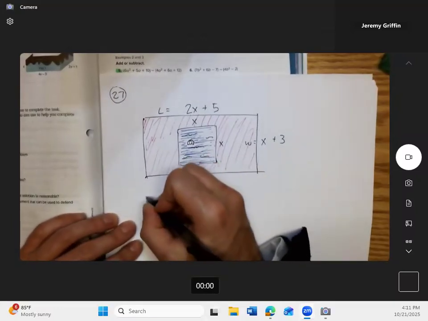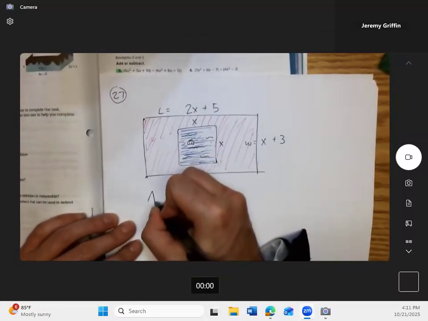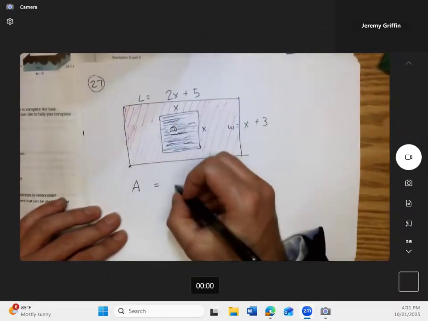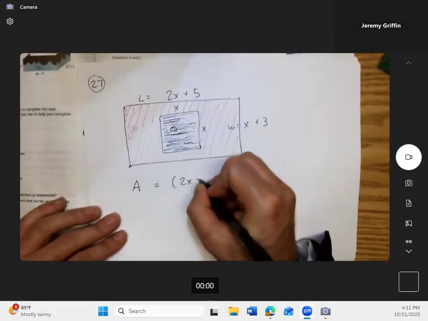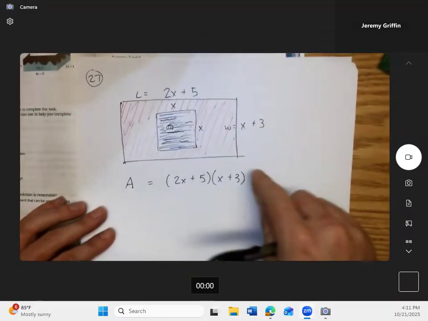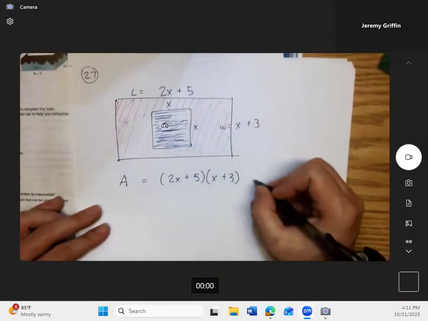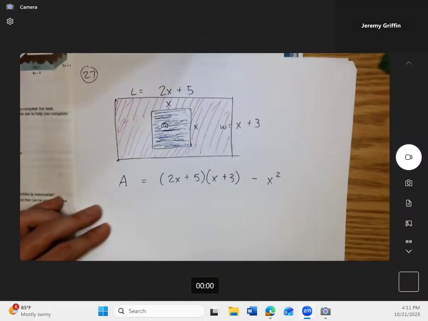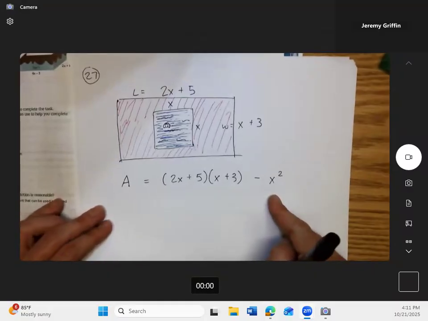So let's do it. Let's say the deck area, we'll call that A for area, equals length times width, so that's 2x plus 5 times x plus 3. But then I have to subtract out the pool water itself, which is x times x, or x squared if you like. So I think that would be the correct answer.